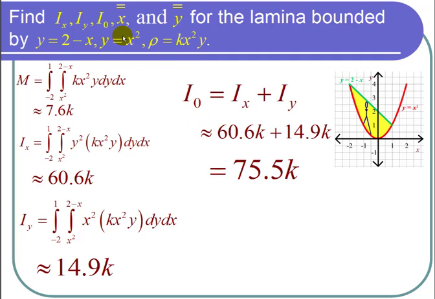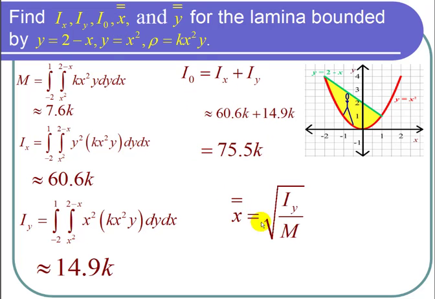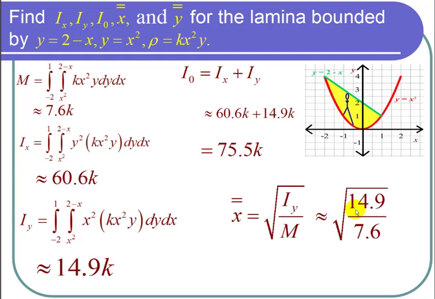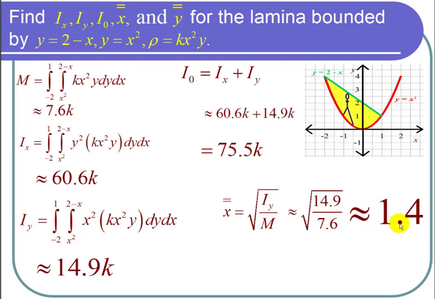For the radii of gyration, I take x double bar, which is equal to the square root of I sub y over m. I sub y is 14.9 k, and m is 7.6 k. So when I divide, the k's cancel, and I'm left with the square root of 14.9 divided by 7.6, which is about equal to 1.4.